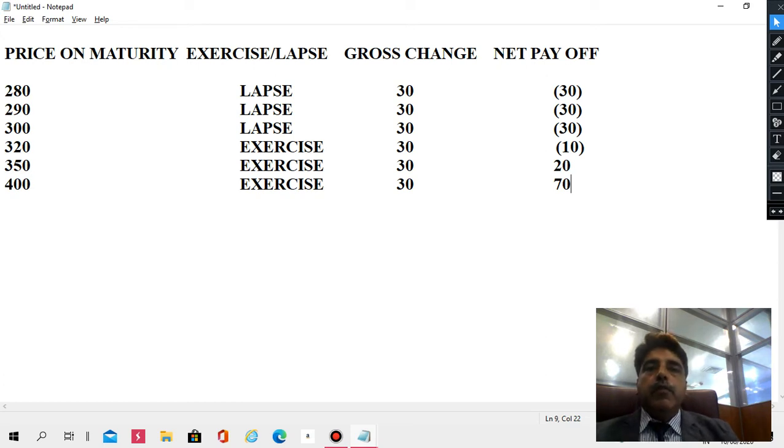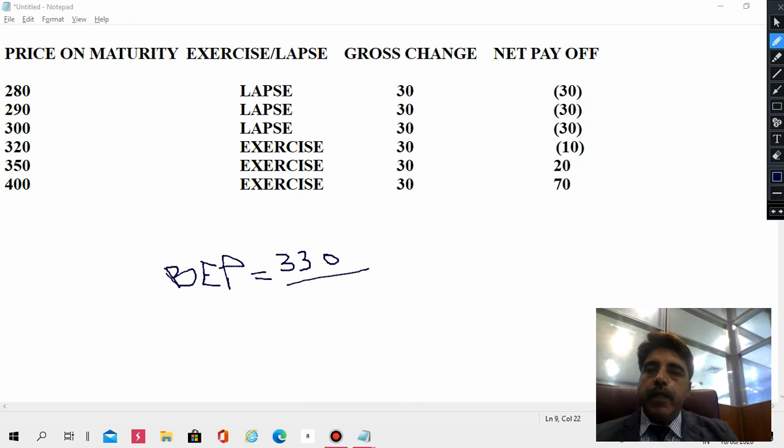Okay, so if you see here, at the starting point 280, he will let it lapse. See, now with the traditional way, take a look. What was the break even point? The break even point was 300 plus 30, that is 330 rupees. At 280, he will let it lapse because he will not exercise, otherwise there will be huge losses.